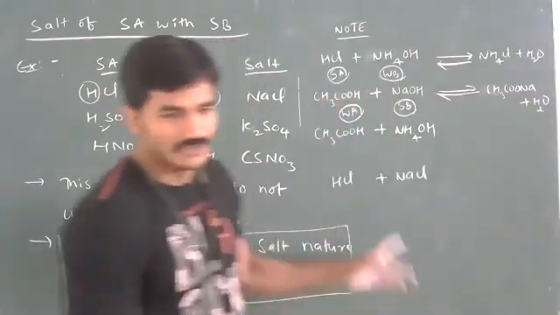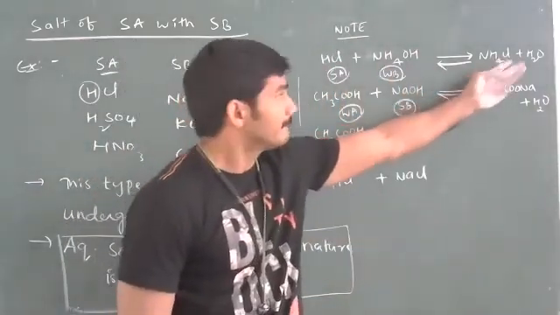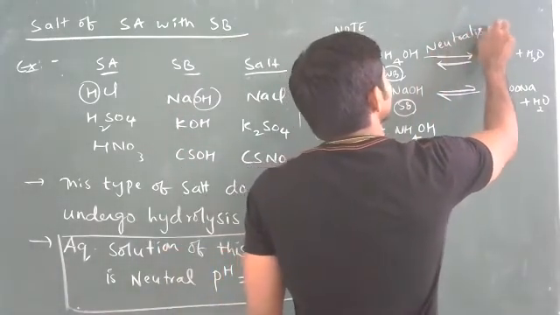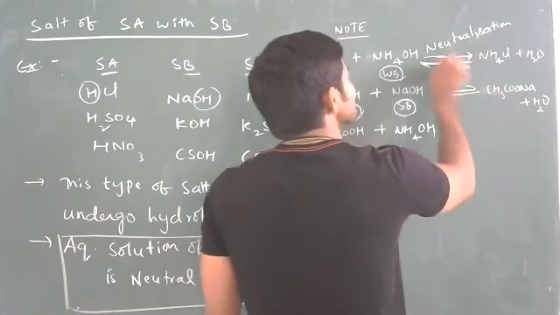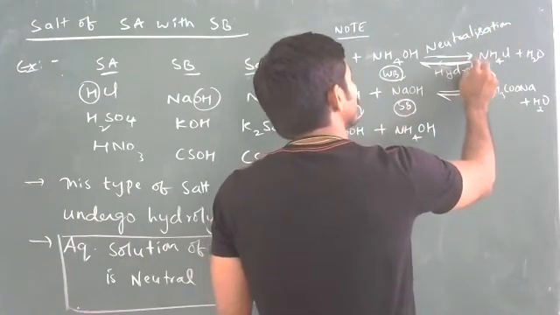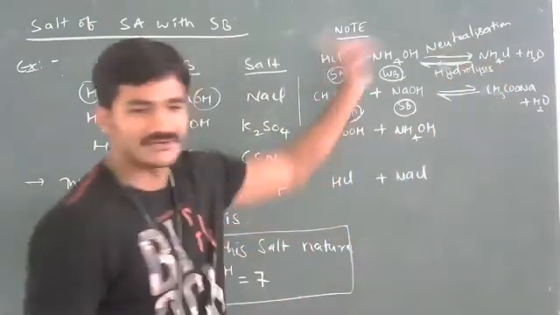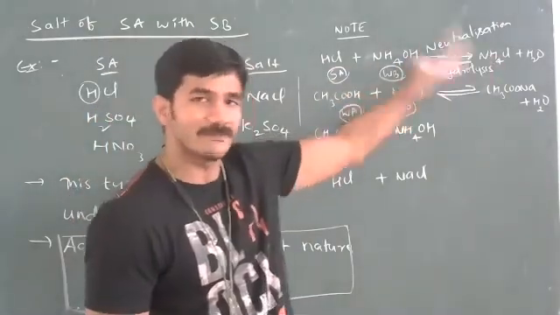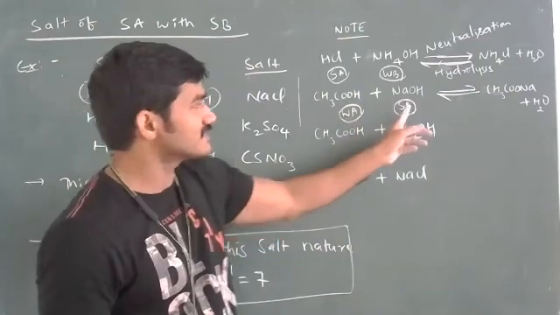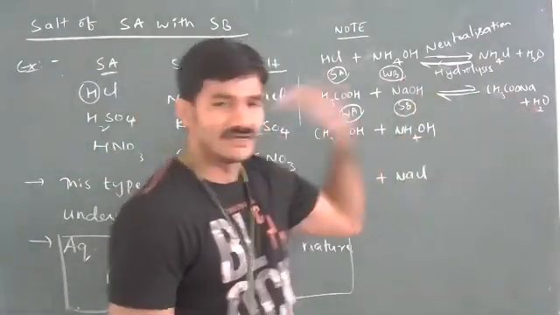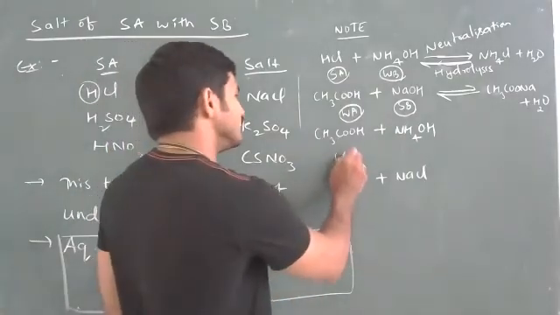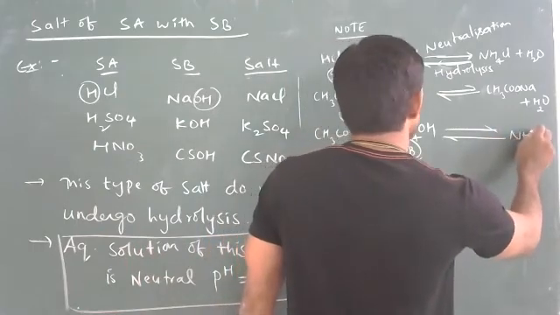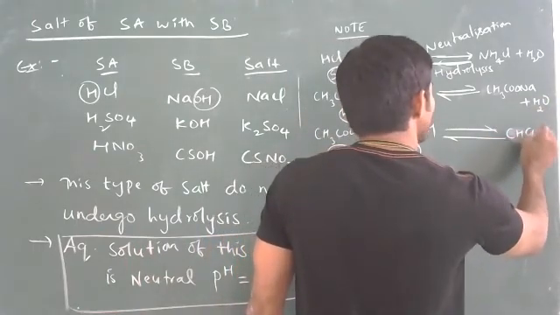So this will undergo neutralization. Forward is neutralization, backward is hydrolysis. For the salt of strong acid, weak base, neutralization in the forward direction and salt hydrolysis backward. For the salt of weak acid, strong base, it undergoes neutralization and hydrolysis. And for weak acid, weak base, both undergo neutralization and even salt hydrolysis.